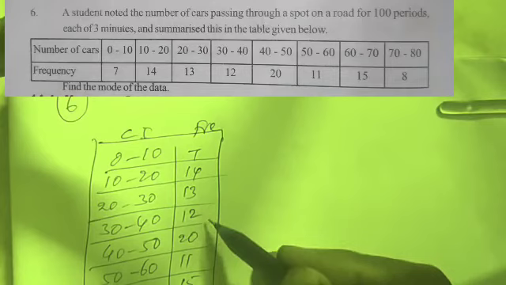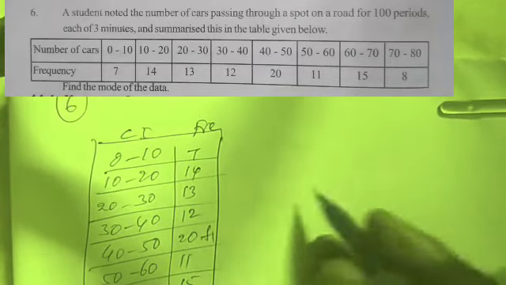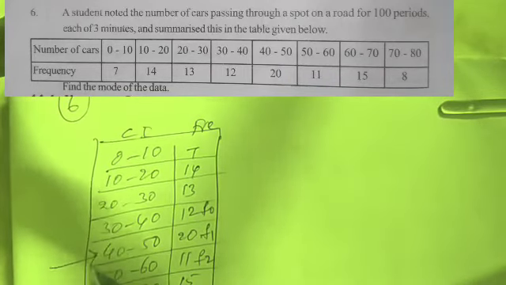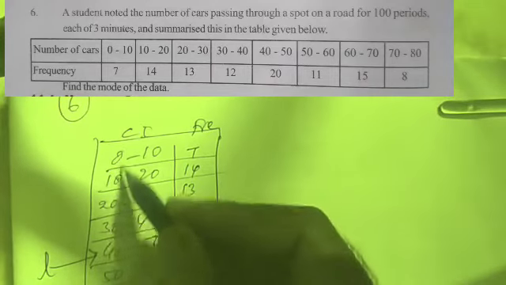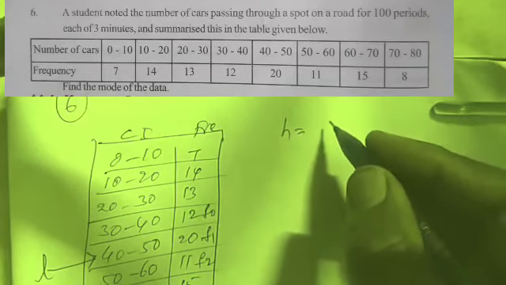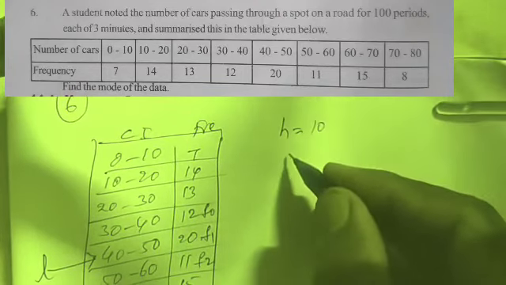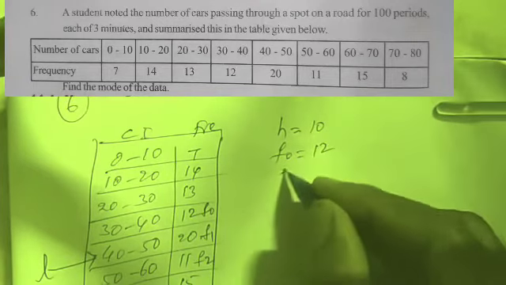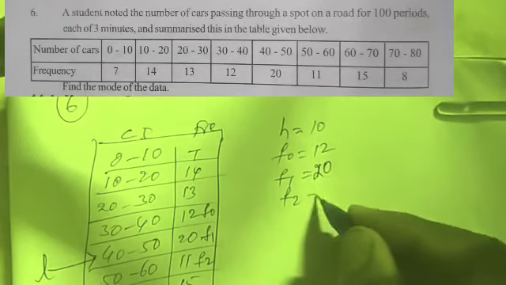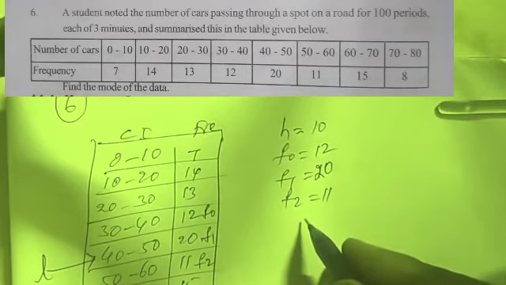Now I find the highest value of frequency, that is f1, the value above is f0 and the value below is f2. So the f1 class, that means the modal class, has lower boundary 40, equal to L. So L is taken as 40 and H is 10 minus 0, that is 10, and f0 is 12, f2 is 11. L equal to 40.